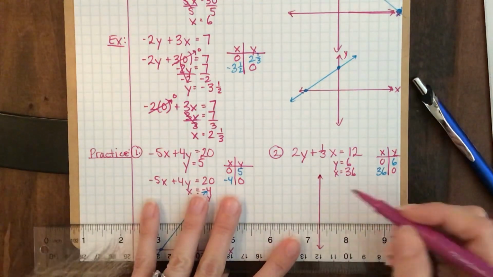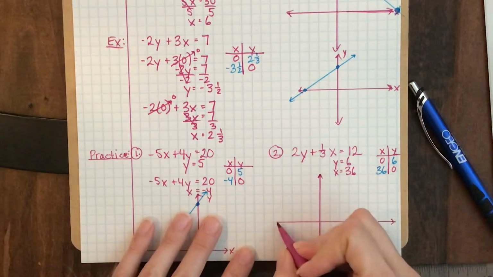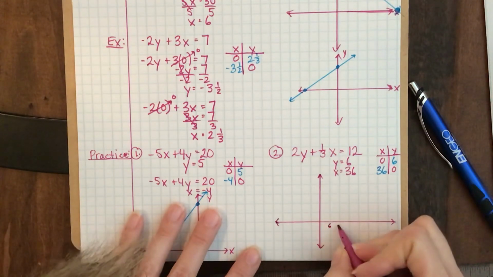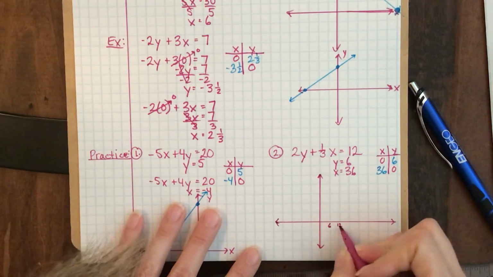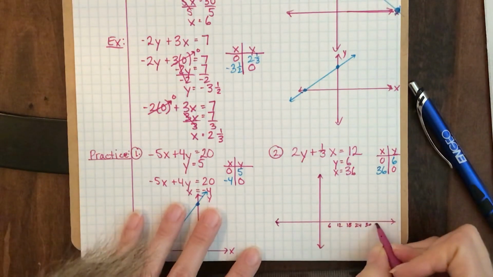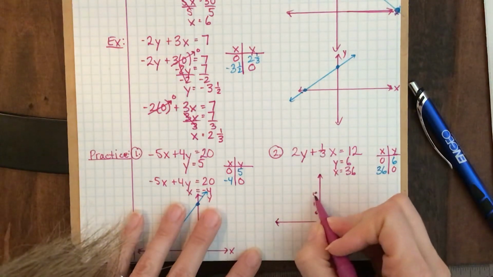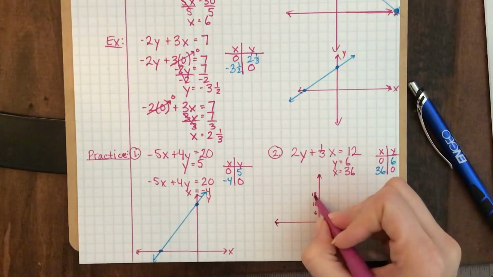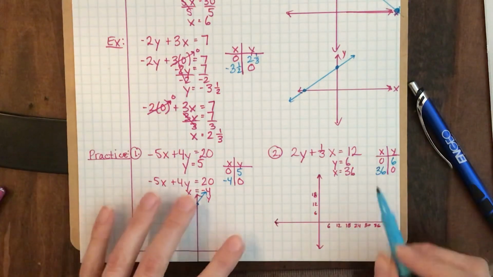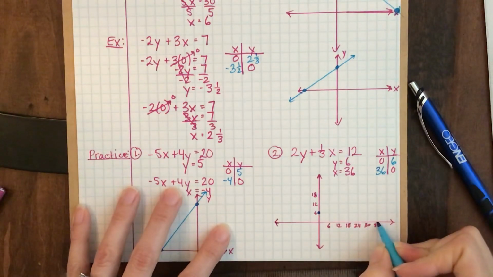I don't usually put the numbers on my x and y axis. I don't usually put the scale, but since we're going to be doing something different, I will. So this is 6, 12, 18, 24, 30, and 36. This will be 6, 12, 18. All right, so my y-intercept is 6, so I'm going to plot that point. My x-intercept is 36.